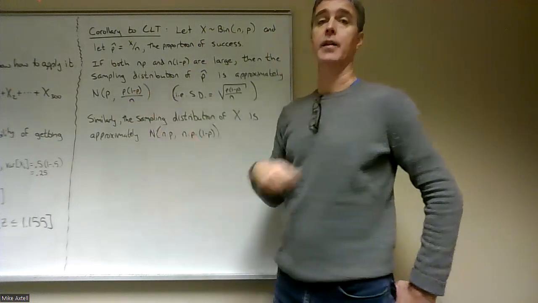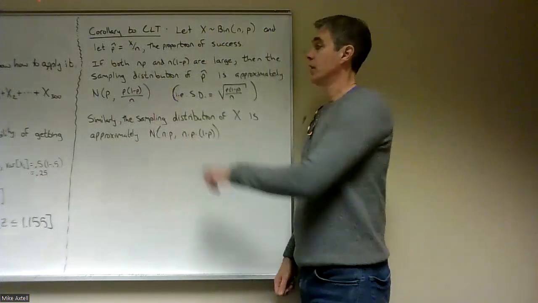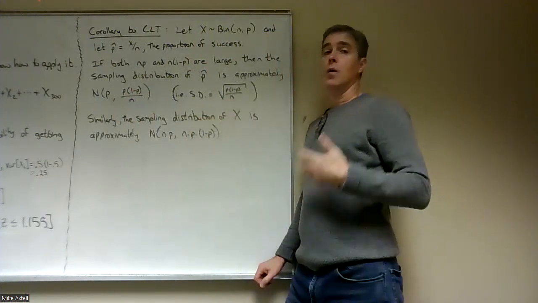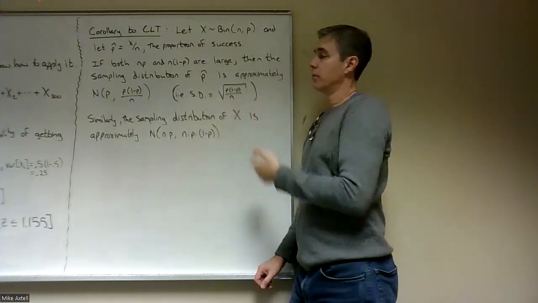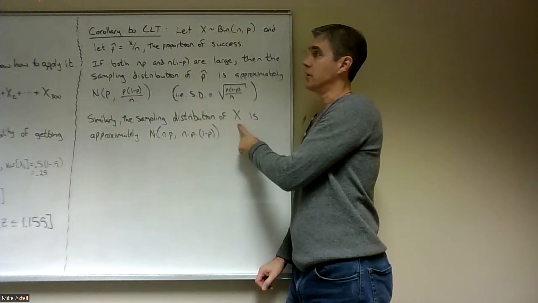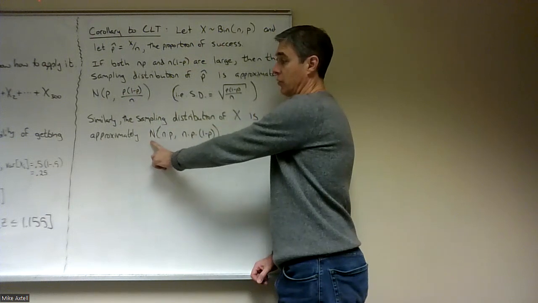And then I divide it by n as directed by the central limit theorem. Okay. All right. So that would mean the standard deviation is the square root of that variance. Or if you don't like that one, we could also get the sampling distribution of x. So not x over n, but just x. And that is also approximately normal.